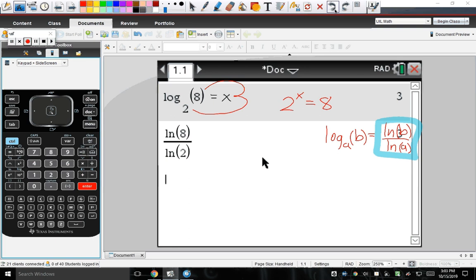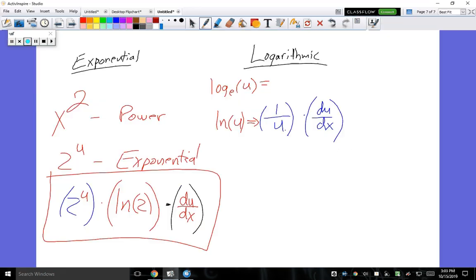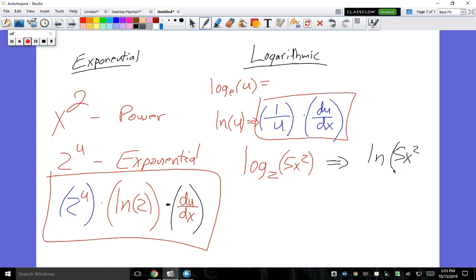And the reason why I want to show you this is for the following reason. If I have something that looks like log base 2 of 5x squared, and I asked you to derive this, it's going to be different than just 1 over the stuff times the derivative of the stuff. This can be rewritten as the natural log of 5x squared over the natural log of 2.